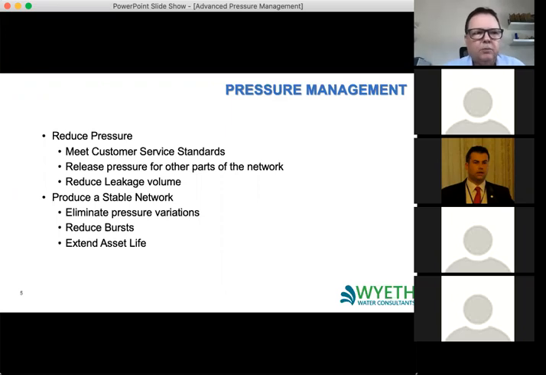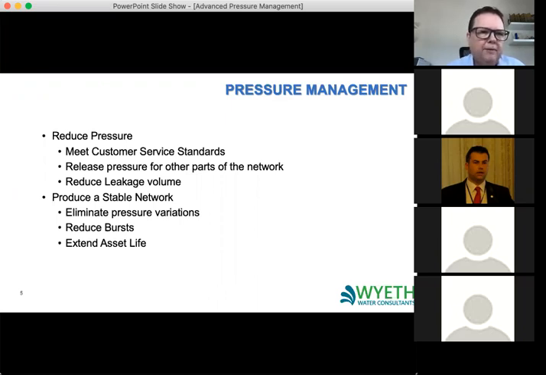Another good reason why we often do pressure management is to actually open up other parts of the network. So if you reduce pressure, you can actually reduce the volume of leakage. And that means that you've got a volume of water which is still being treated at the treatment plant that can then flow to other parts of the network.